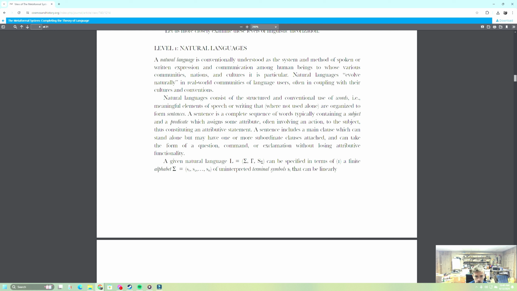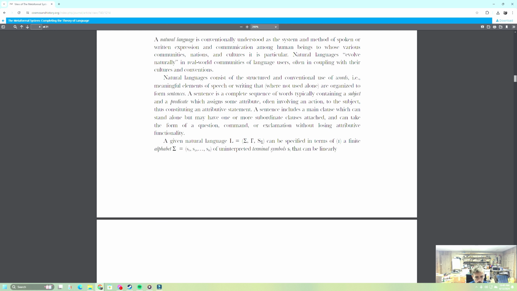Level 1, Natural Languages. A natural language is conventionally understood as the system and method of spoken or written expression and communication among human beings to whose various communities, nations, and cultures it is particular. Natural languages evolve naturally in real-world communities of language users, often in coupling with their cultures and conventions.